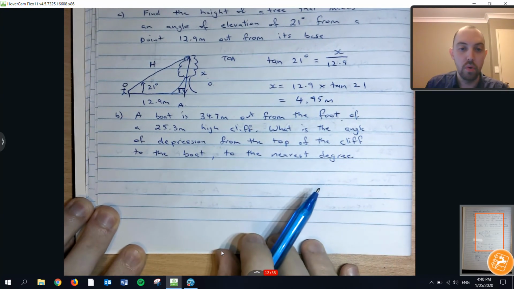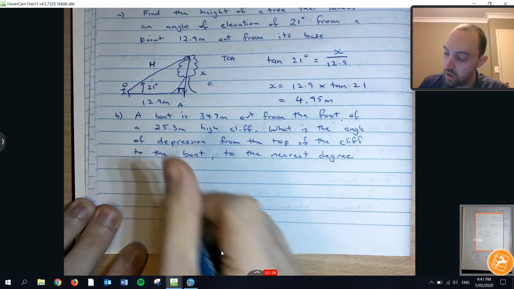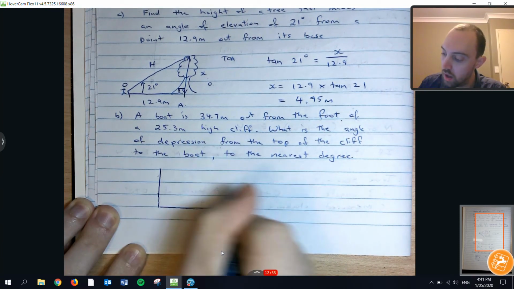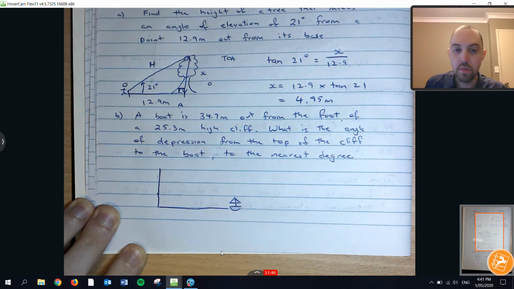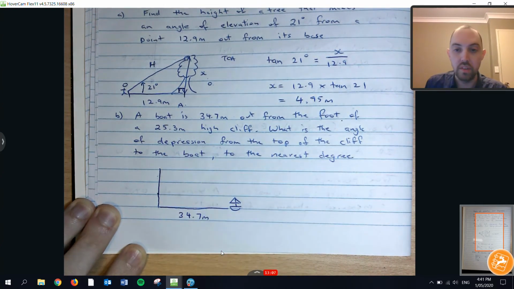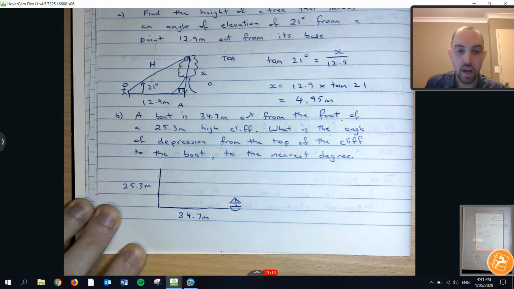We have a boat that is 34.7 meters out from the foot of a 25.3 meter high cliff. What is the angle of depression from the top of the cliff to the boat to the nearest degree? So we have some sort of cliff, and we have some sort of boat. The boat is 34.7 meters out from the foot of the cliff, which is 25.3 meters high. What is the angle of depression?